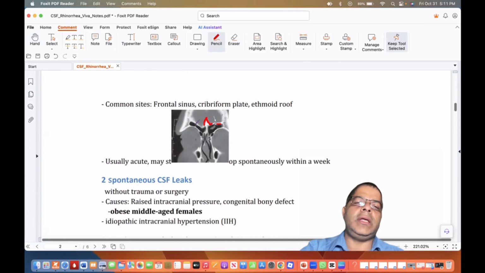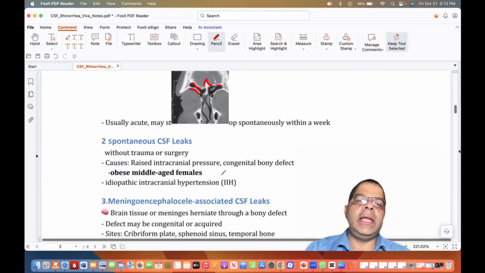This is the posterior roof of the frontal sinus. This one is the anterior roof, this is the posterior roof. There is a fracture and here is a leakage. This is the weakest area, and here the dura is adherent to the bone and tethered, and it starts to leak from here. In the same way, it can start spontaneously within a week.